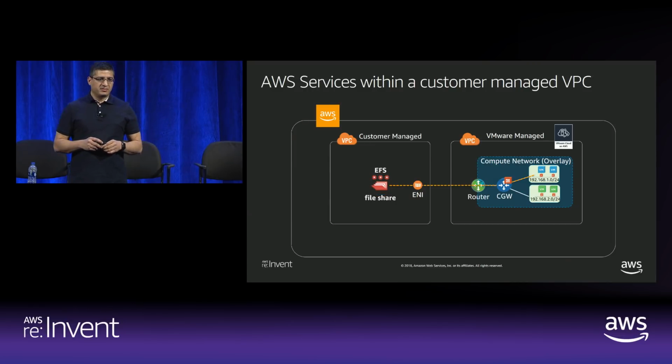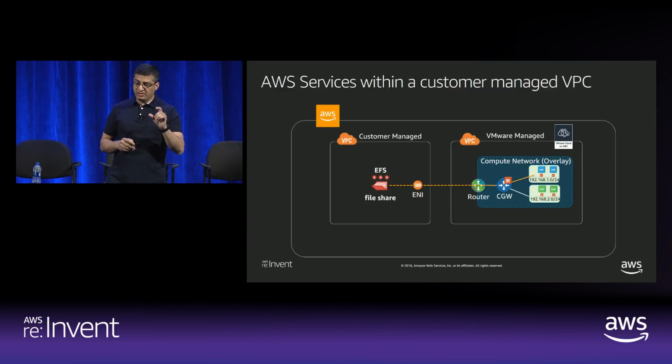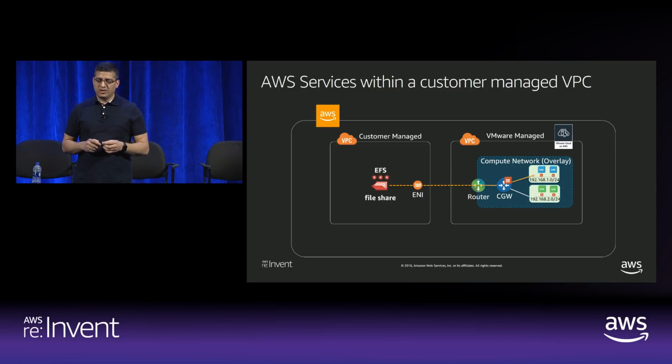Same thing with EFS. EFS allows you to create mapping points in your VPC in every subnet or AZ where you want to leverage the service. In this case, you can use the same model and have the EFS mapping points in your connected VPC and add these mapping points directly to your VMs if you want to leverage a managed file service.